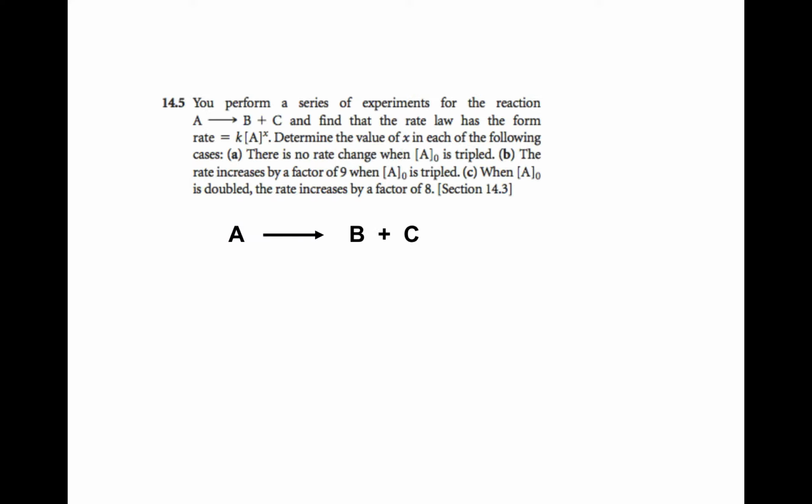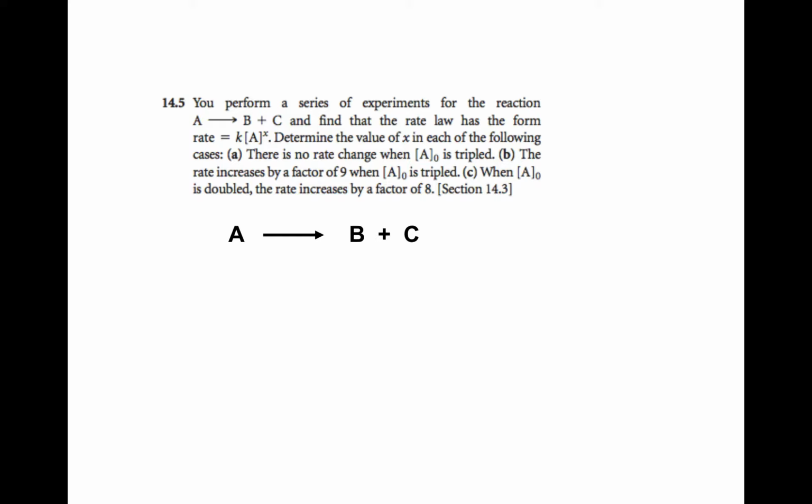If you perform a series of experiments for the reaction of A turning into B plus C and find that the rate law has the form rate is equal to k times the concentration of A raised to some power, or that's the definition of a rate law, determine the value of x in each of the following cases. All right, so a rate law. Rate is equal to change. What you're doing with a rate law is you're equating change in concentration to how it affects the rate, and you need some constant that equates the two.